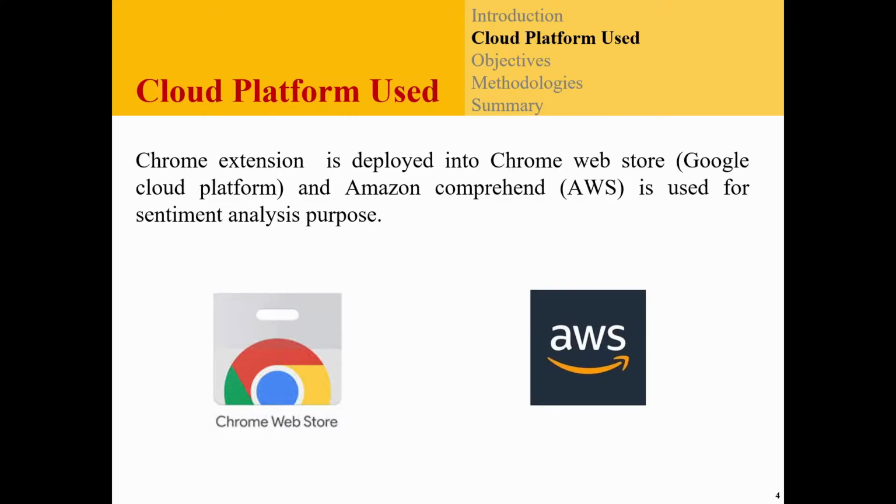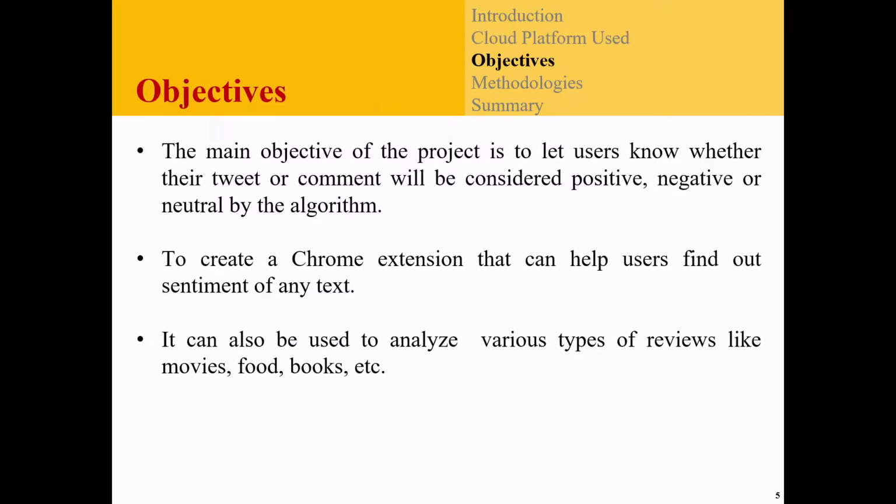I've also deployed this in the Chrome Web Store, so that's the reason I've mentioned Google Cloud Platform. The main objective of the project is to let users know whether their tweet or comment will be considered positive, negative, or neutral by the algorithm, and to create a Chrome extension that can help users find out the sentiment of any text. It can also be used to analyze various types of reviews like movie reviews, food reviews, or book reviews, any types of reviews, any text.